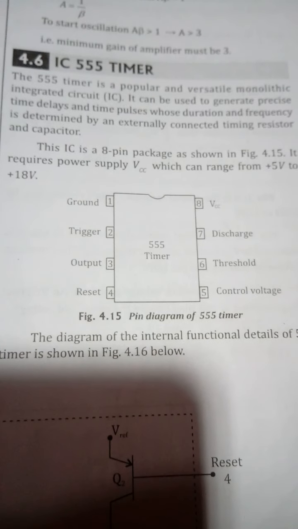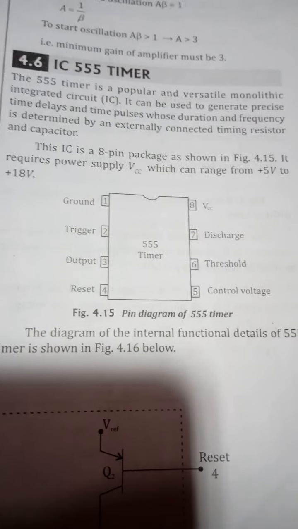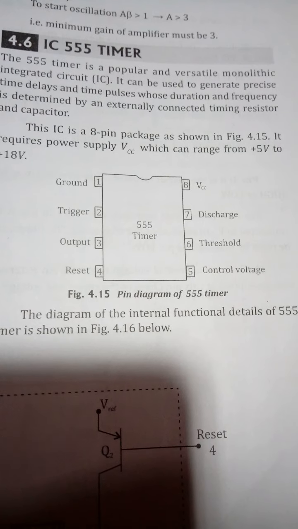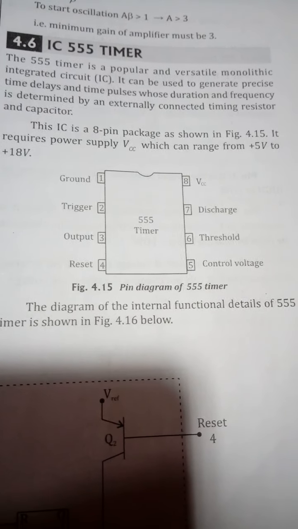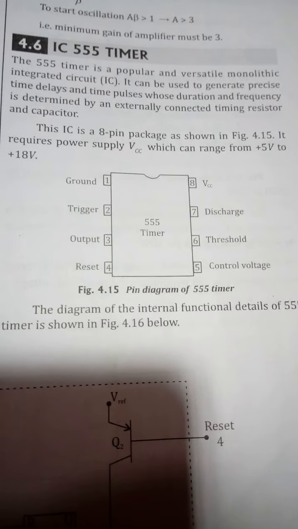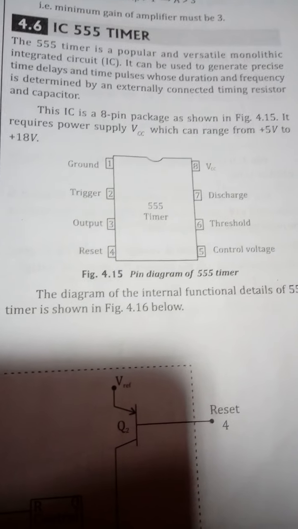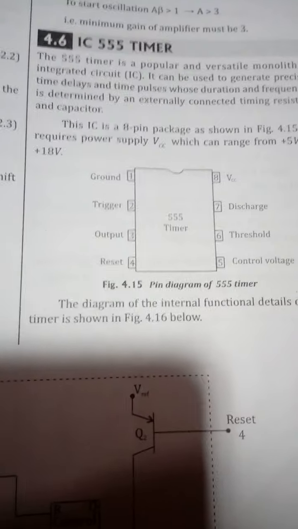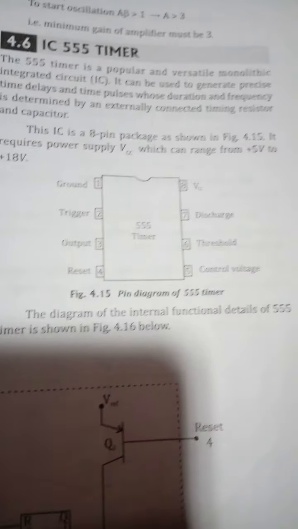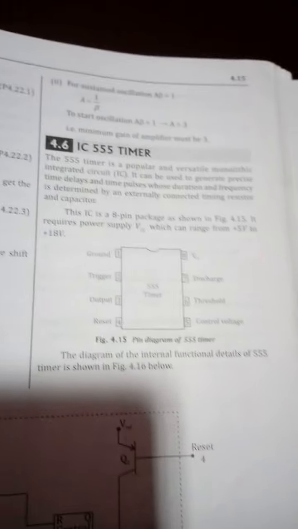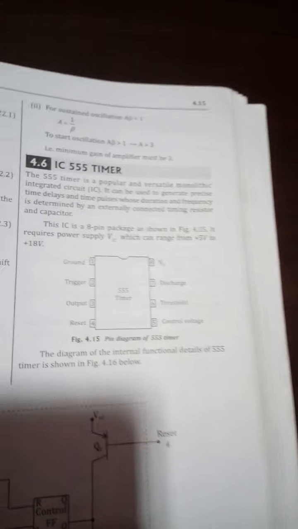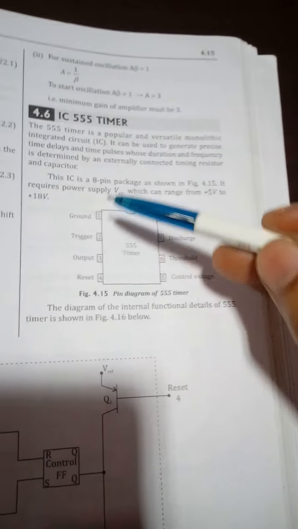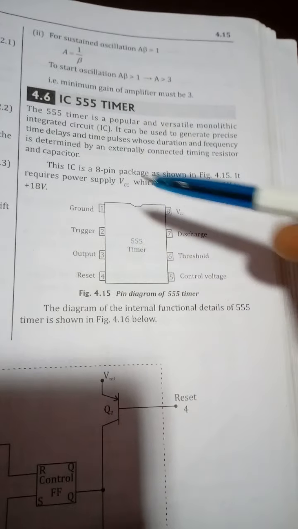Hello everyone. In this video we will see what this IC 555 timer is. IC means integrated circuit. An integrated circuit is an electronic component, as all of you know, that consists of everything fabricated onto a single chip. As you can see, this integrated circuit is an 8 pin IC.